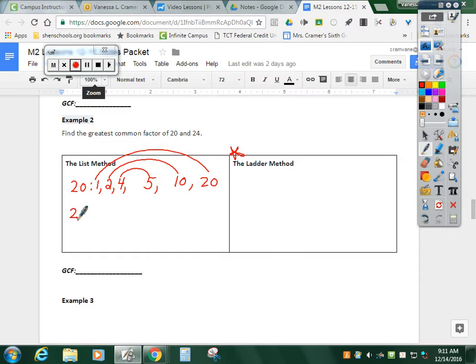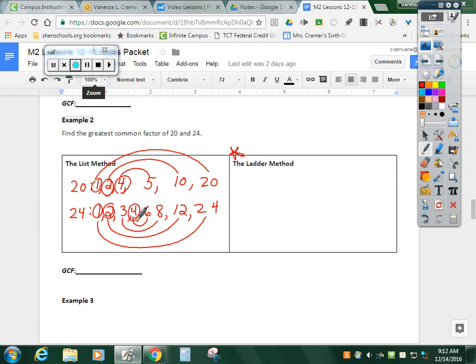Now I'm going to do the factors of 24. Okay, I'm going to start with 1. 1 times 24. 2. 2 times 12. 3. 3 times 8. Go to 4. 4 times 6. I go to 5, nothing, 5 doesn't fit inside 24, and I go to 6, and it's already in my list. So the ones they have in common, they have 1, 2, 4. And that's it. So the greatest common factor of 20 and 24 is going to be 4.